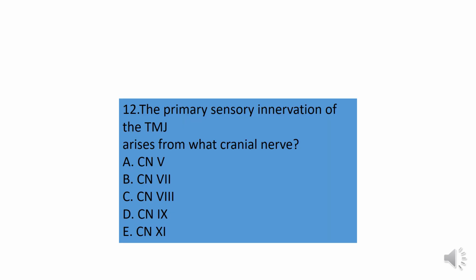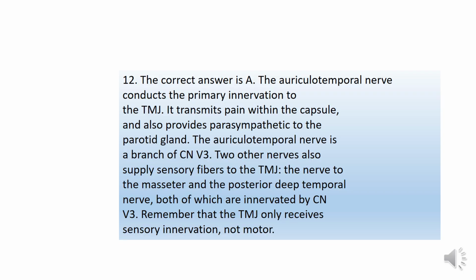The auriculotemporal nerve conducts the primary innervation to the TMJ. So it is a branch of cranial nerve V3, that is the mandibular. So it provides the sensory fibers to the TMJ.